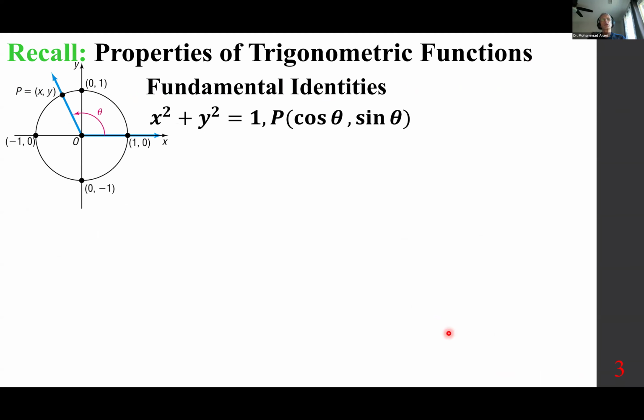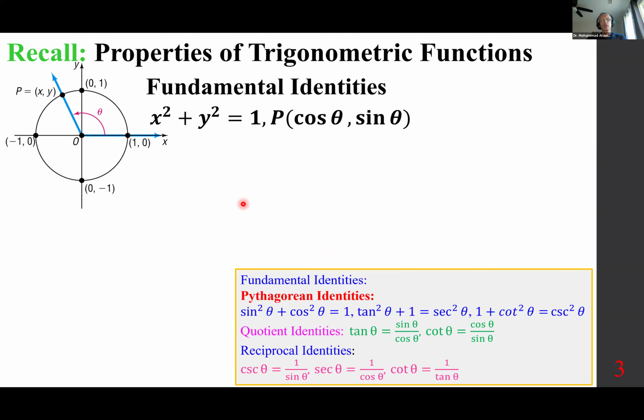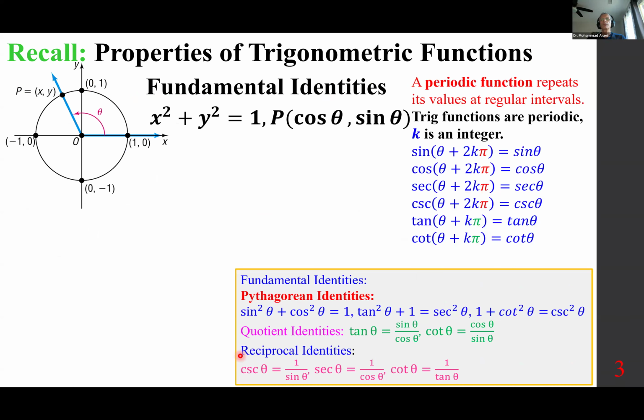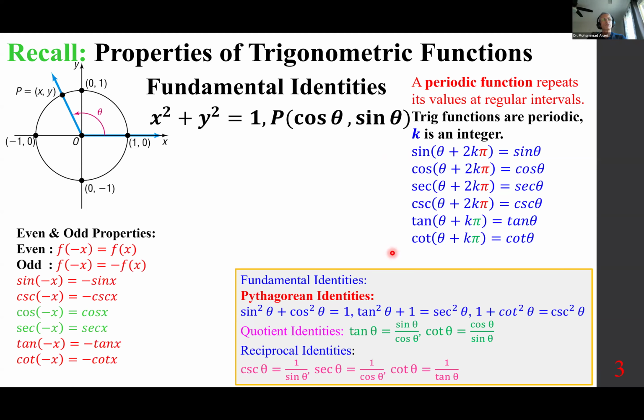Properties of trigonometric functions. Everybody remembers those fundamental identities, such as Pythagorean identities, quotient identities, reciprocal identities. Trigonometric functions are periodic with a period of 2 pi; tangent and cotangent have a period of pi. They are odd functions, except cosine and therefore secant. In a right triangle, a squared plus b squared equals c squared, and a plus b add up to 90 degrees.